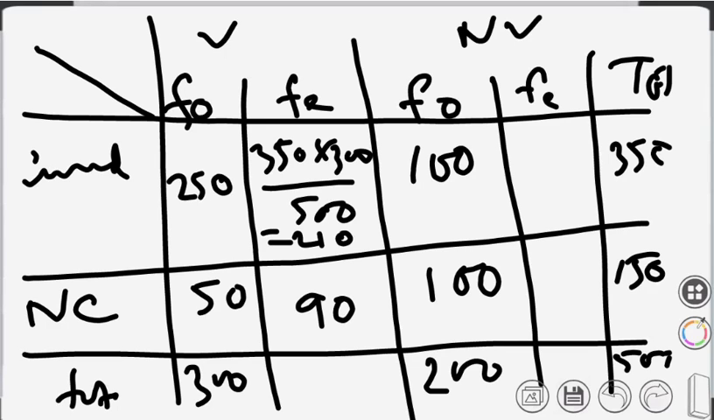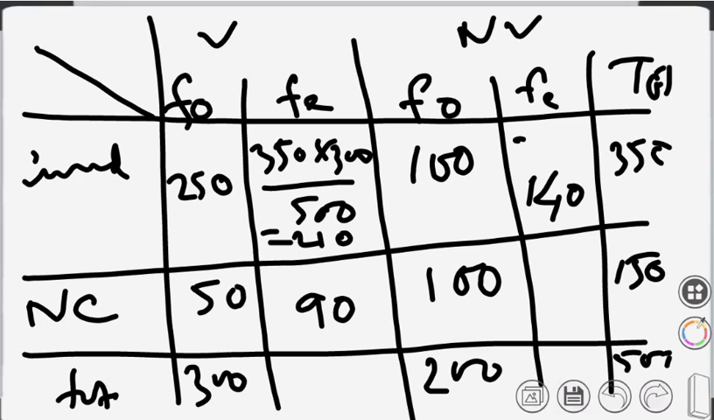You can use the formula also. See, if you get one value, you can get the other values because it's a 2 cross 2. This is called a 2 cross 2 contingency table because all other values are given. So if this is 210, this will be 140. Has to be. You can check using the formula. This will be 350 into 200 by 500.